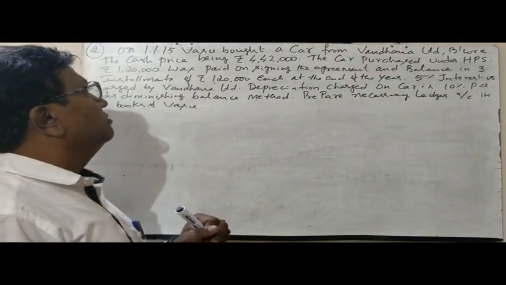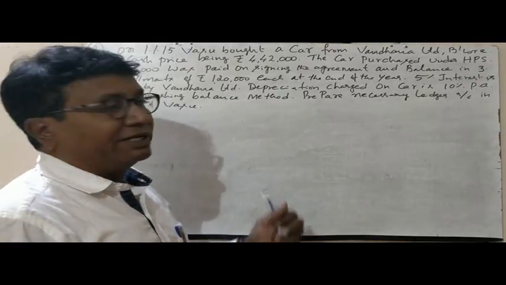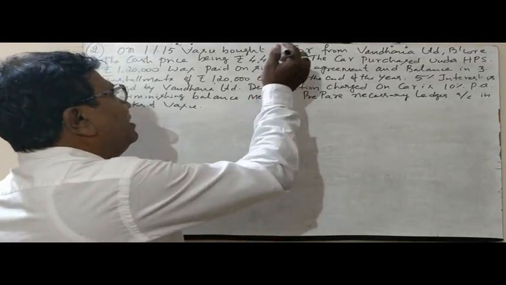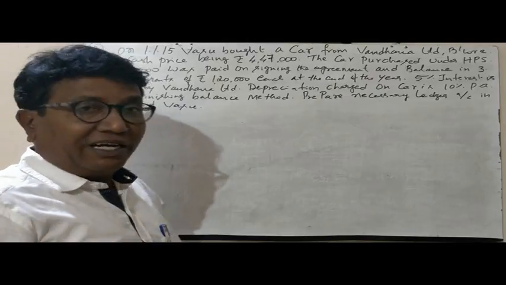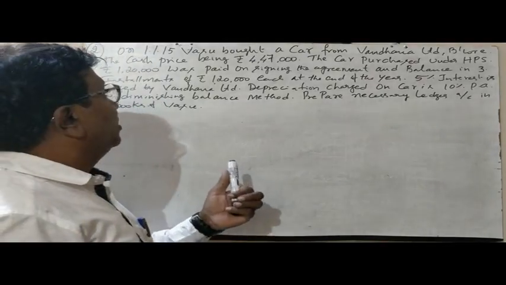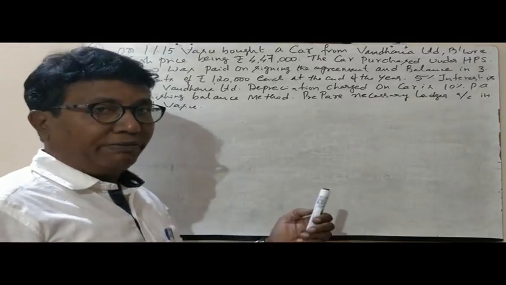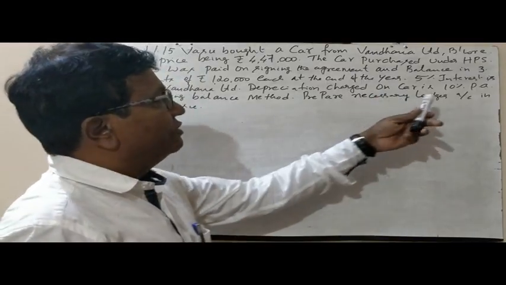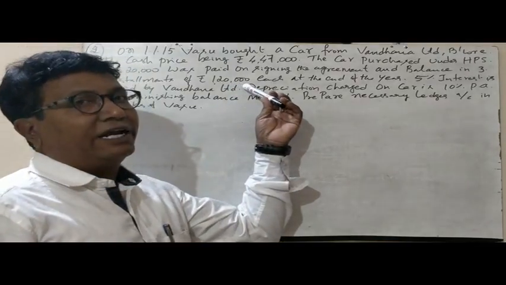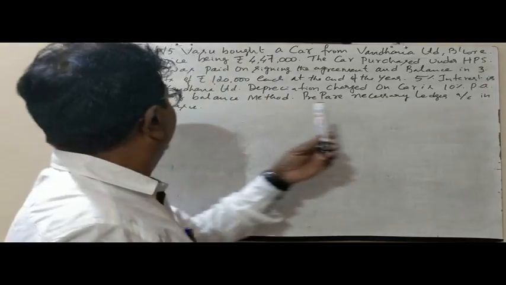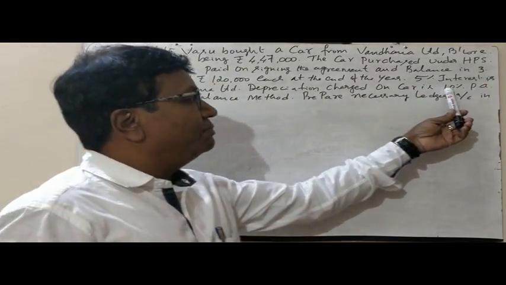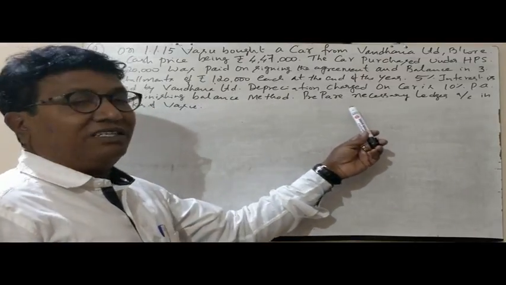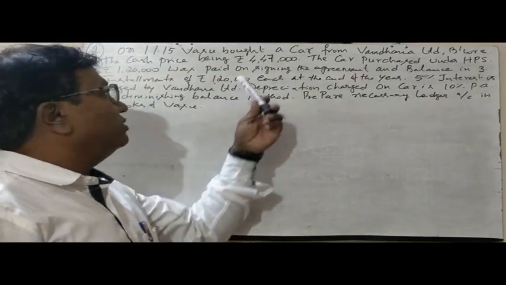On 1/1/2015, Mr. Vasu bought a car from Vandana Limited, Bangalore. The cash price of the car is 4,47,000. The car is purchased under hire purchase system and 1,20,000 rupees was paid on the signing of the agreement, that means as a down payment, and the balance in three installments of 1,20,000 each at the end of the year. And the rate of interest is 5%, and depreciation charged on the car is 10% per annum under diminishing balance method. This is also very important. We are asked to prepare the ledger accounts in the books of Vasu, that is the buyer.